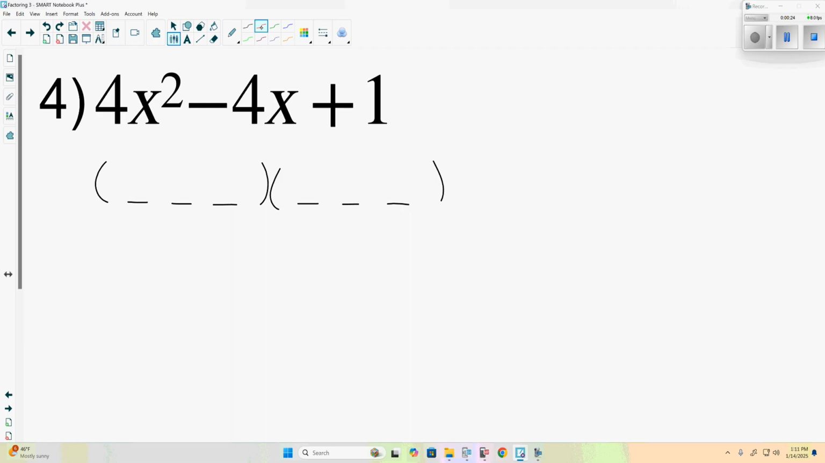Third term is positive, so the signs are the same and match the sign of the middle term, which is negative.